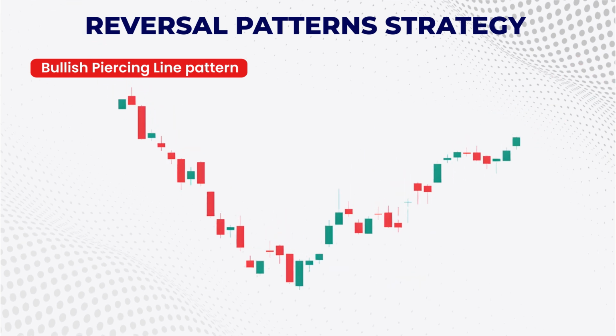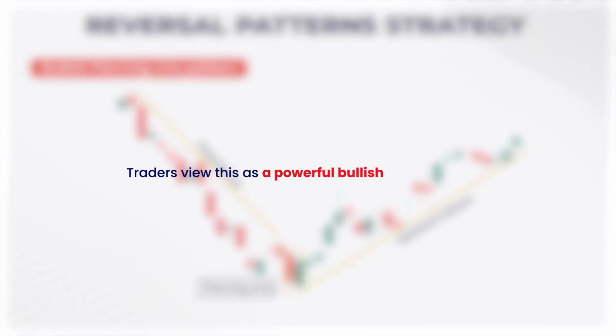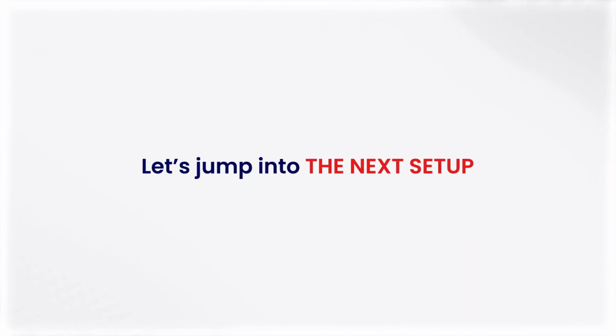This signals that buyers are stepping in with strength, overpowering the selling pressure. As we can see in the chart, after the piercing line pattern forms, the downtrend loses steam and a new uptrend begins. Traders view this as a powerful bullish reversal signal, often used to identify potential buying opportunities. Let's jump into the next setup.